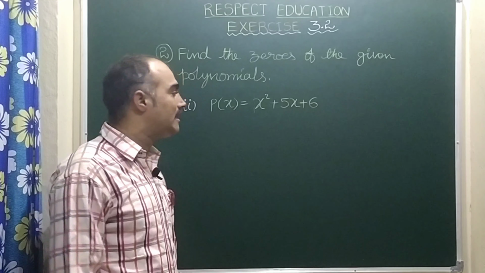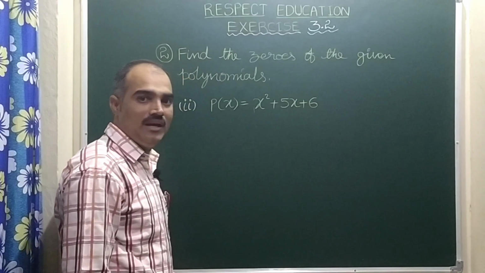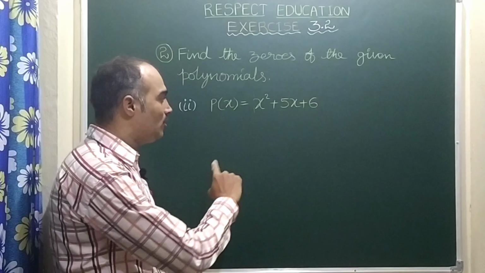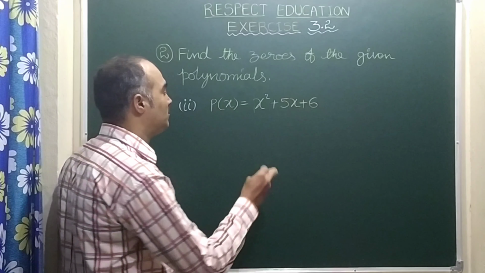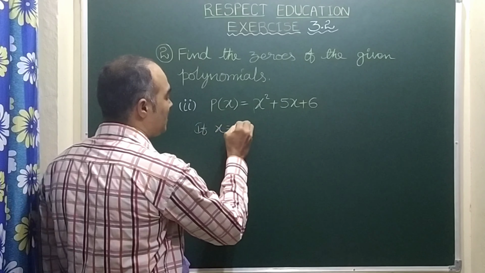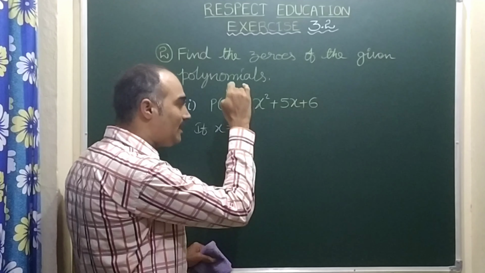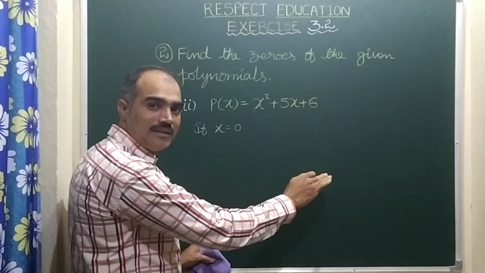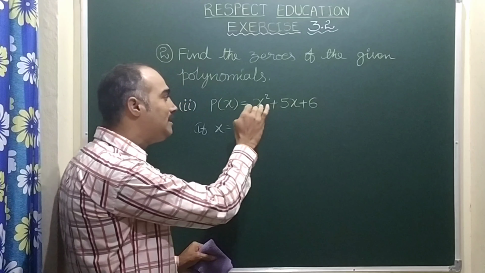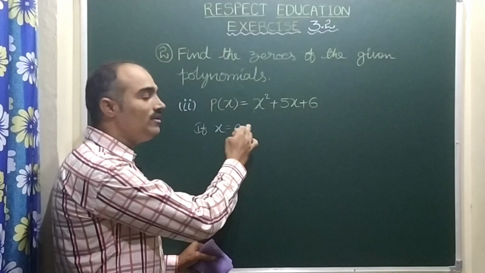Now let us see the next bit, that is the second bit. P of x equal to x square plus 5x plus 6. Actually, for solving this problem, there are two methods, children. So I will tell you both the methods. Let us see method one, the first method. First we need to substitute various values in place of x, until we get p of that value as 0. The value that makes the polynomial 0 will be the 0 of the given polynomial. It may be a little bit confusing, so while solving you will come to know.